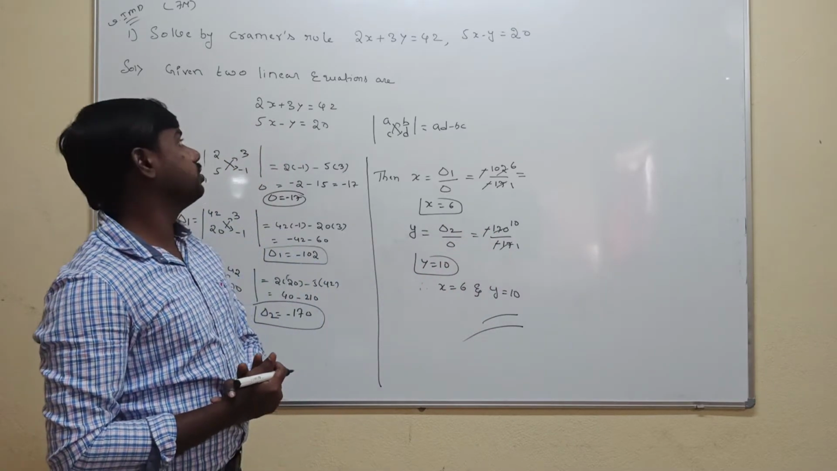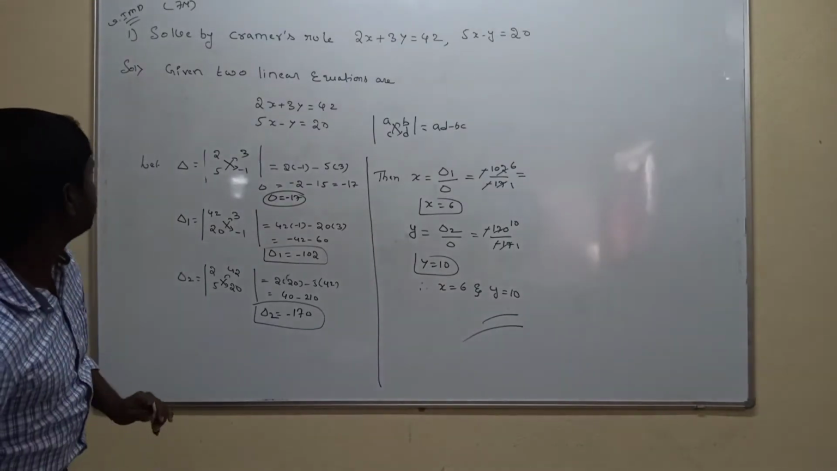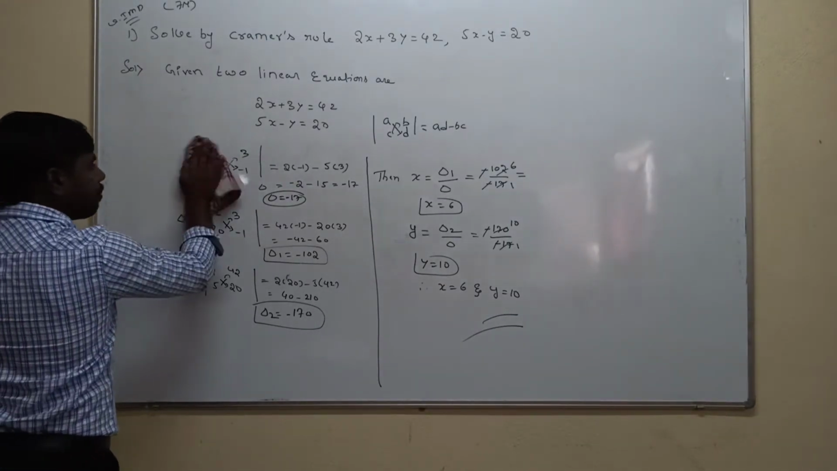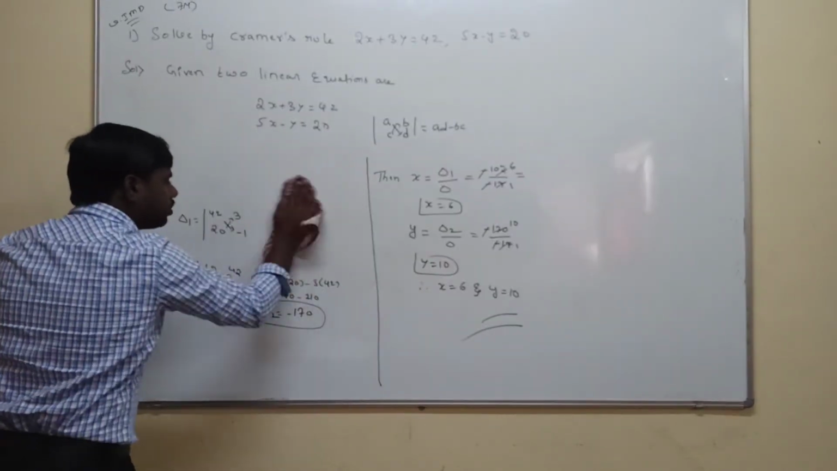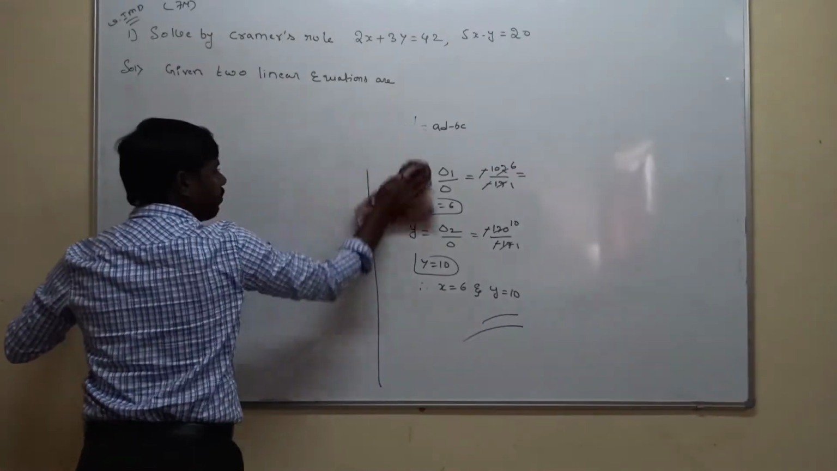This is very important. I think you have understood this problem. Next we are going to the second problem. Very important, this type of questions. I think everyone understood this process of solving the Cramer rule. Very easy, very important.